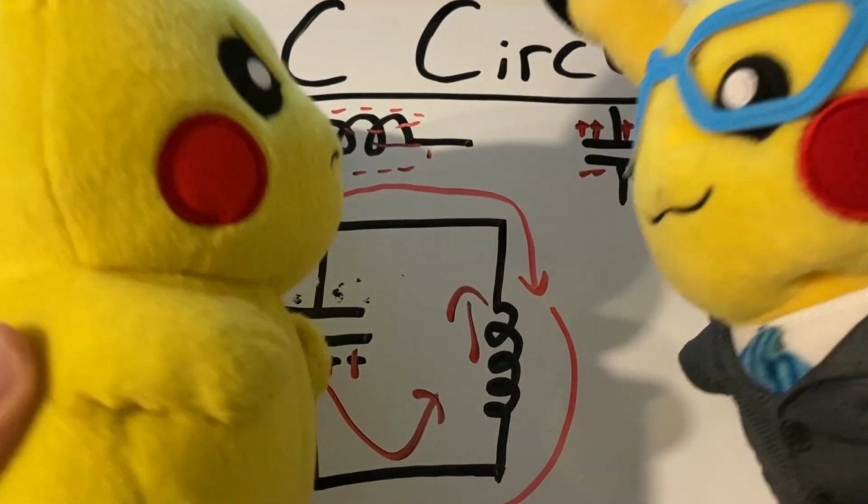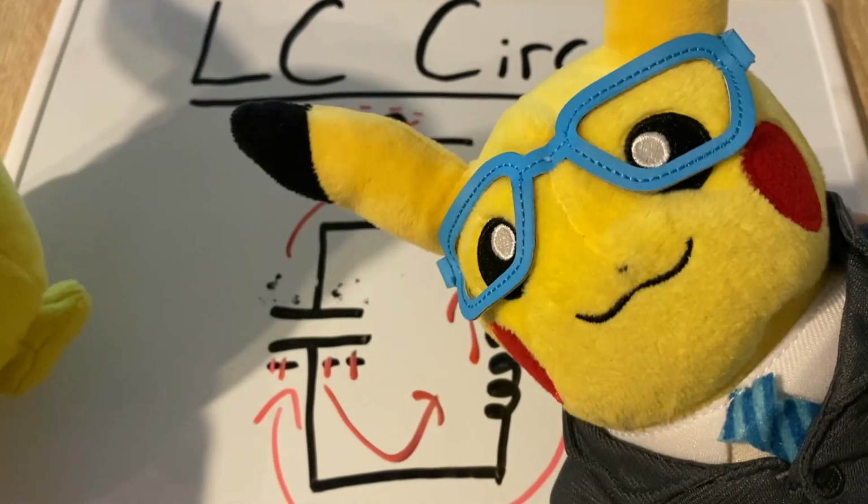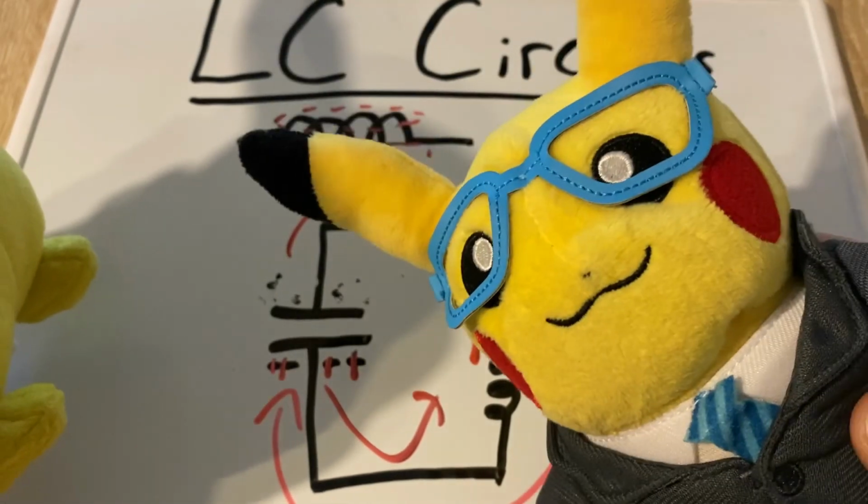So what you have here is a grown man playing with Pikachu plushies. But you also have periodic motion. So let's go ahead and look at LC circuits.